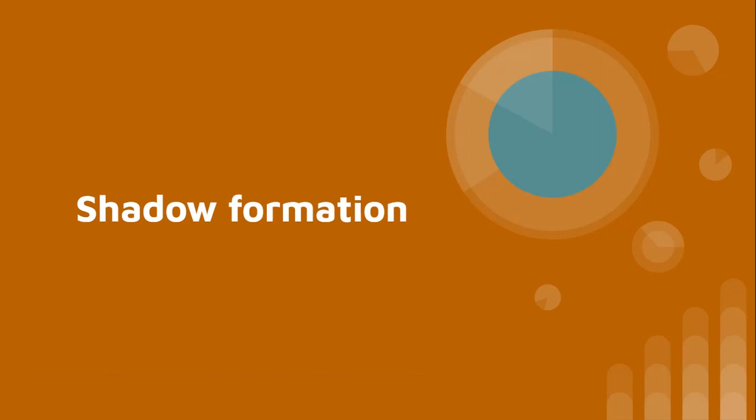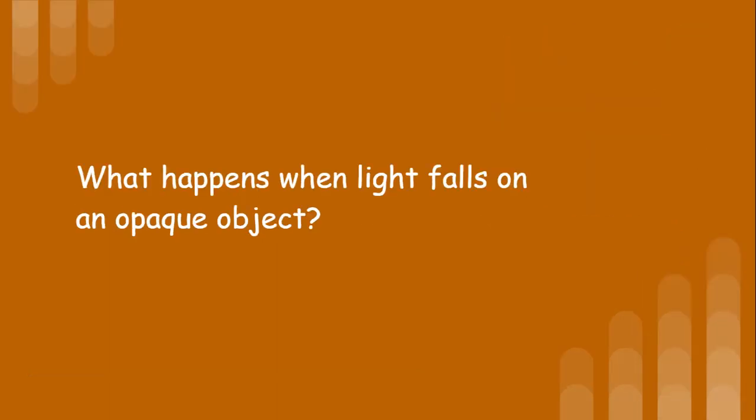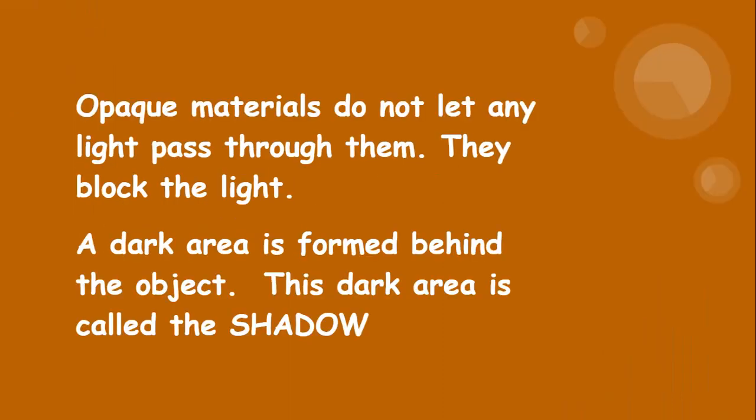Today we will be discussing shadow formation. What happens when light falls on an opaque object? Opaque materials do not let any light pass through them. They block the light. A dark area is formed behind the object. This dark area is called the shadow.